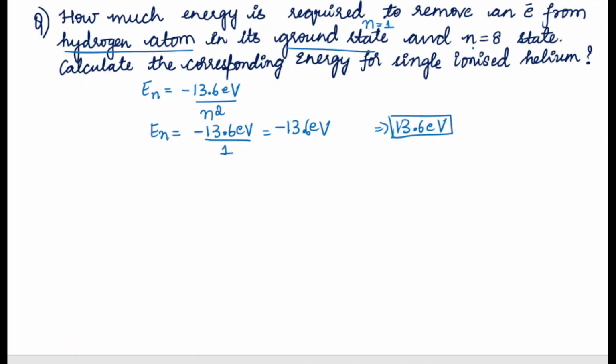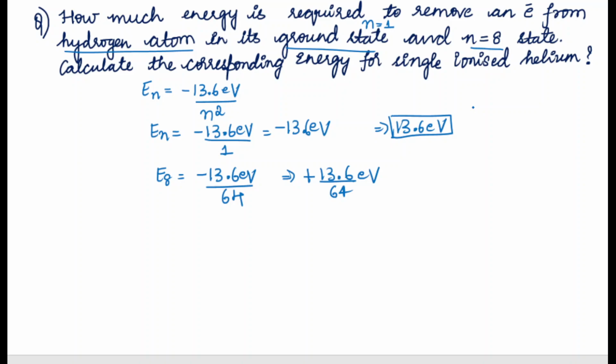Now again come to the n equal to 8 state. So E8 is equal to minus 13.6 electron volt divided by 8 square, and 8 squared is 64. So this much positive energy is required to remove an electron from the hydrogen atom. Okay, getting my point? Now the question continues: calculate the corresponding energy for singly ionized helium.